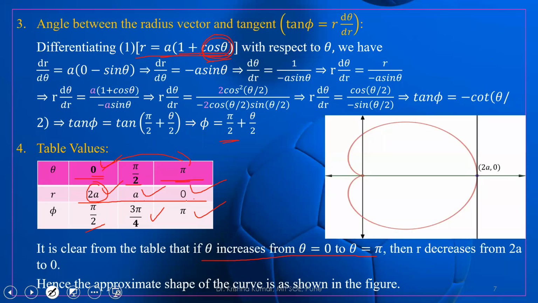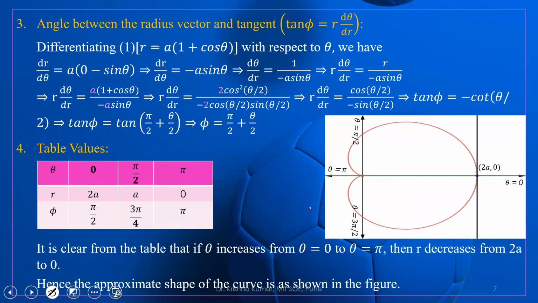And then what is the approximate shape of the given curve? This is the approximate shape of the given curve. This is theta equal to 0, theta equal to pi by 2, theta equal to pi, and theta equal to 3 pi by 2. Just look here, theta equal to pi is the tangent, and the curve is symmetric about the initial line. Is it clear? This is called a cardioid. We said it is the heart-shaped curve, so sometimes it is also called a cardioid.